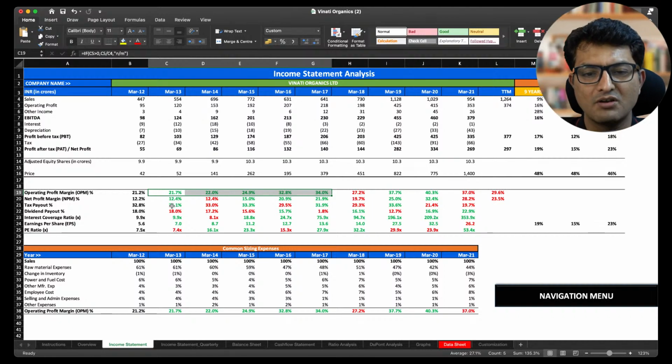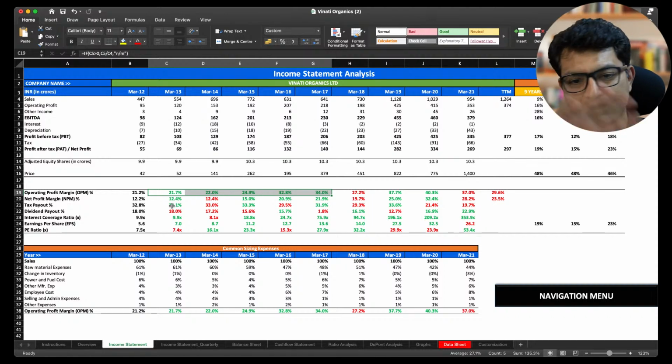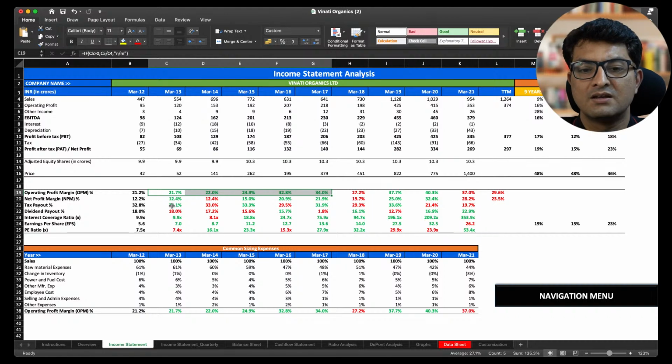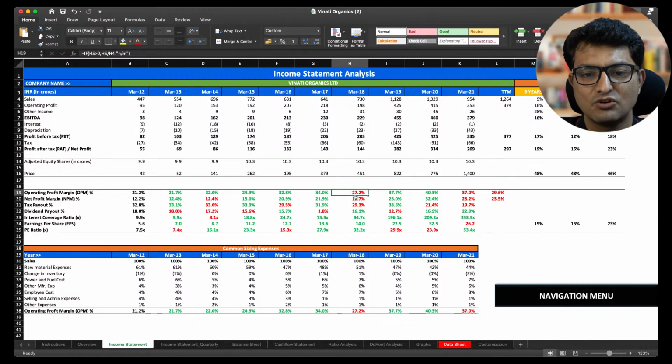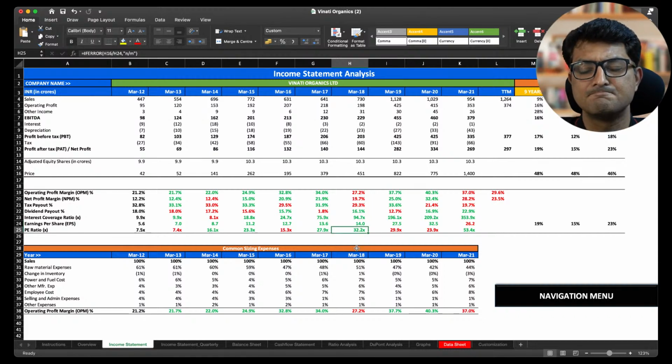Then open a couple of con calls, just press Ctrl F and search the keyword operating margin and you will get the answer that okay, because of this raw material increase or decrease or the prices of this product going up, the operating profit margins were increasing. Whatever is the reason, I'm just giving you an example. Then you see the year of 2018 and you see that operating profit margin going down, net profit margin going down, tax payout going down, dividend, that is anyways immaterial, and your PE ratio also slightly on the higher end.